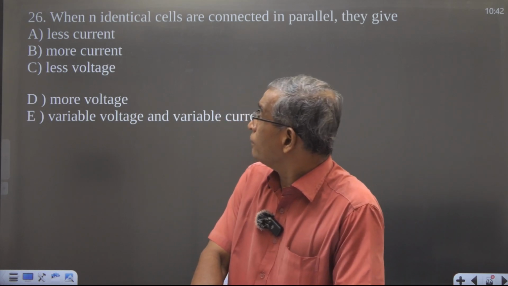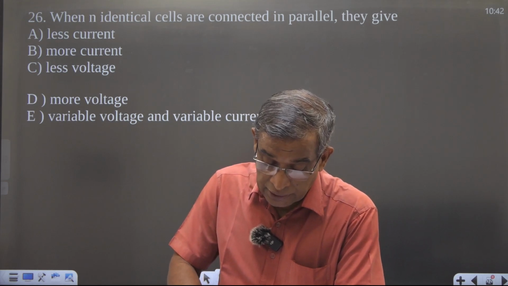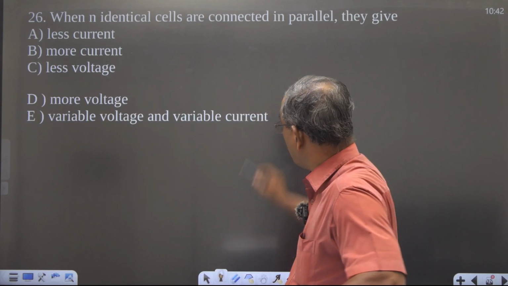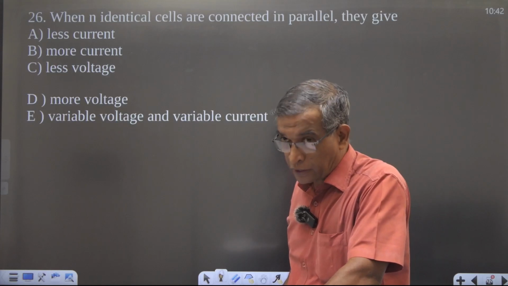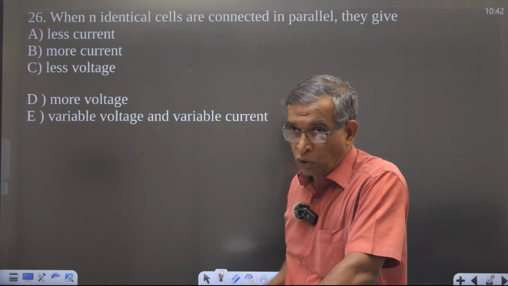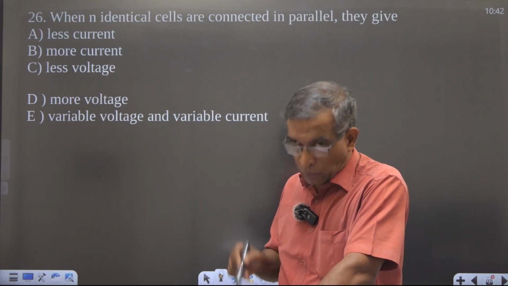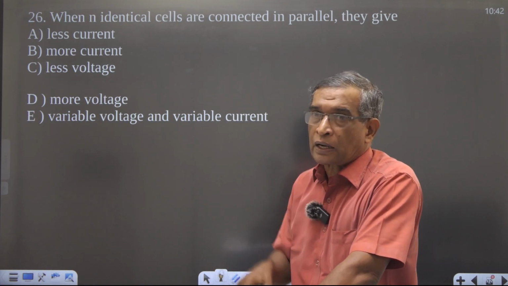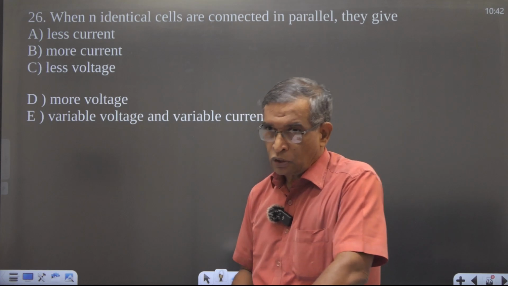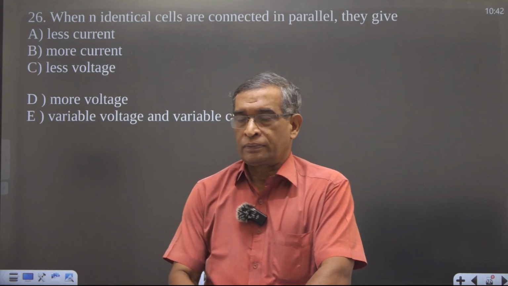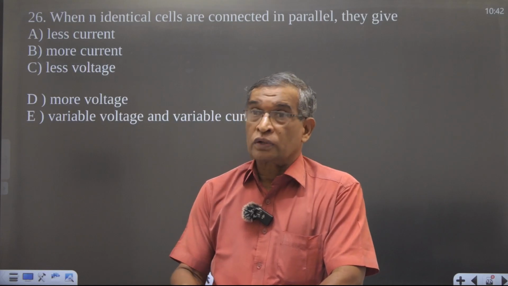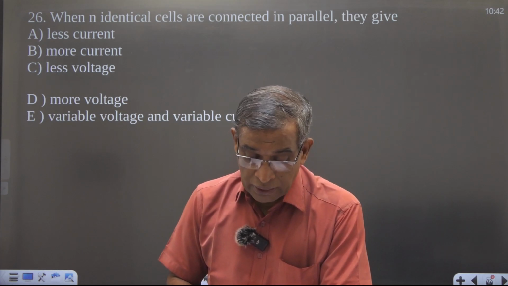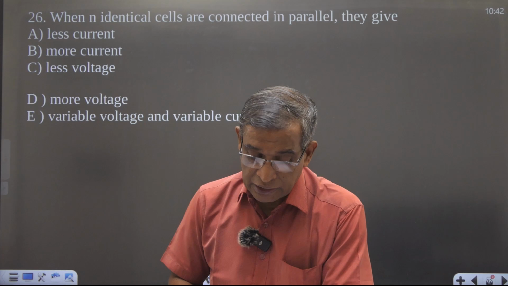When n identical cells are connected in parallel, they give you, where do we prefer parallel connection? Parallel connection is preferred to draw more current, or we can increase current capacity, provided they have got larger internal resistance. A parallel combination is preferred to increase current capacity for cells having larger internal resistance. Therefore, when n identical cells are connected in parallel, they give you more current.